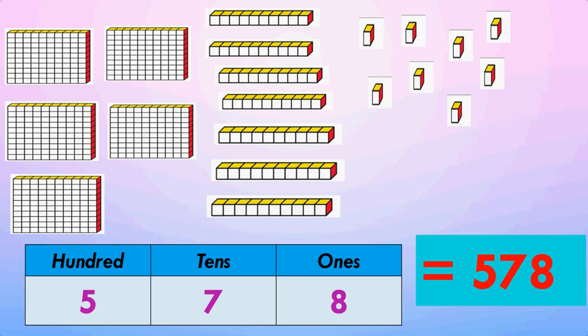Like the previous example, this is also a 3-digit number. How many hundred blocks are there? 1, 2, 3, 4, 5. Yes, 500 blocks are there. And how many tens blocks are there? Let me count. 1, 2, 3, 4, 5, 6, 7. So here 7 tens are there. Yes, Tanisha, Lakshya, Kavya, you are right. And how many ones are there? Count it properly. Yes, there are 8 ones. So 500, 70 and 8 ones. The number is 578.